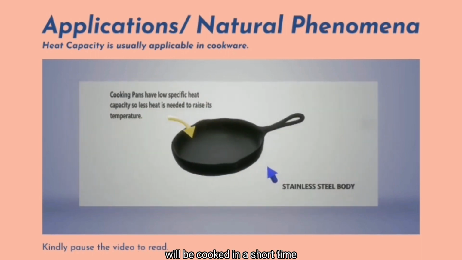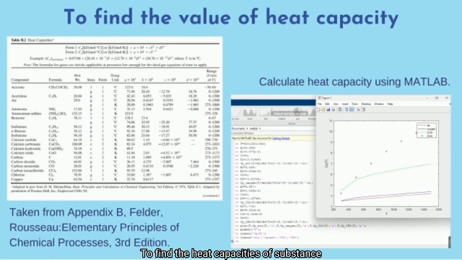To find the heat capacities of a substance, we can obtain data from Appendix B, Table B.2. Then, calculate the answer via MATLAB or calculate manually. By using MATLAB, you also can get a plotted graph directly after the calculation.